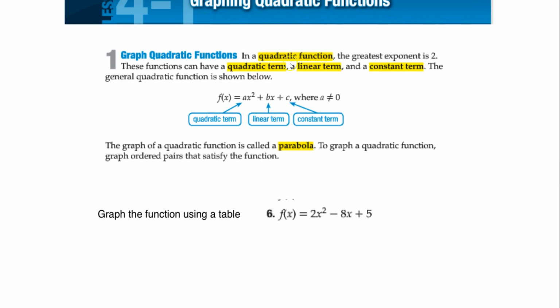First, a quadratic function is a function where the highest term is x squared, or y squared, or whatever the highest term is squared. In this quadratic function, you can see that ax squared is the quadratic term, bx is a linear term, and c is a constant term. We call the graph of that function a parabola.